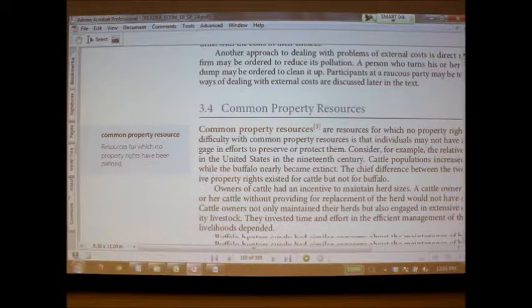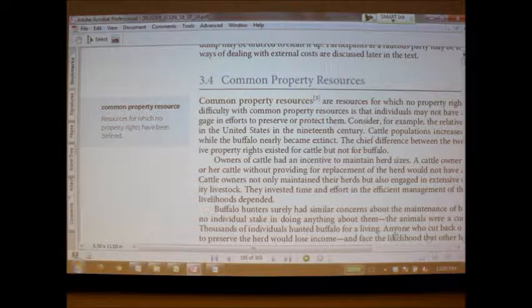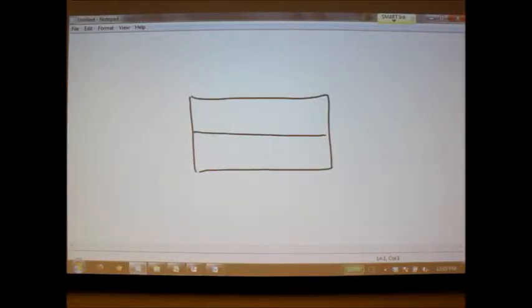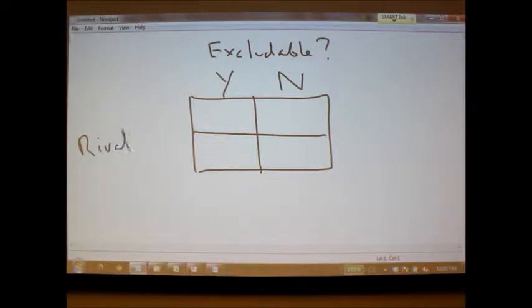Finally, there's something called common property resources. And these are similar to public goods in one sense. So I would like to draw a figure for you that describes 4 different types of goods. So a good can be excludable or not. So it can be excludable yes or excludable no. And it can also be rival. Yes or no. And so if a good is excludable and rival, we're in this area.